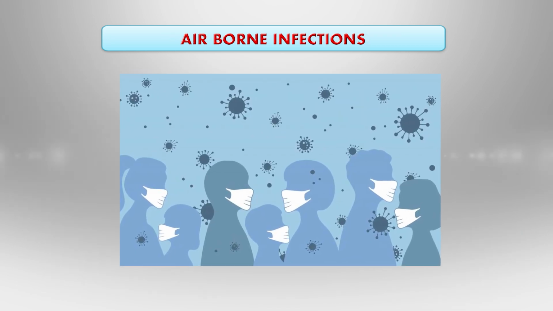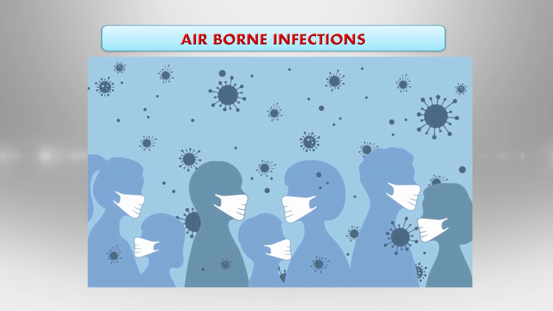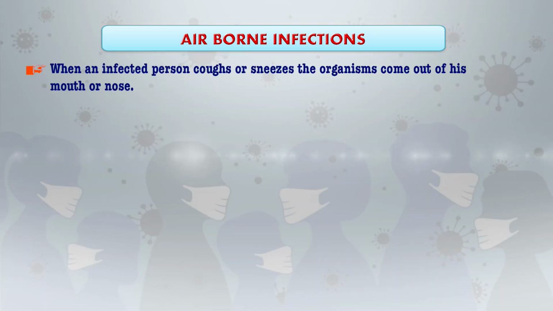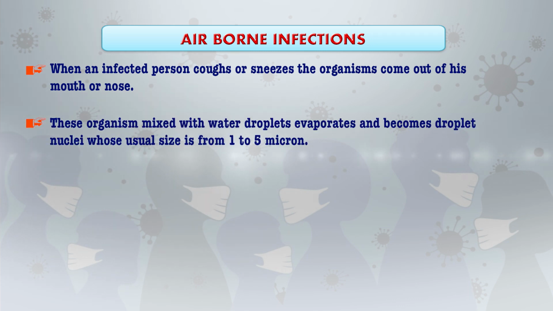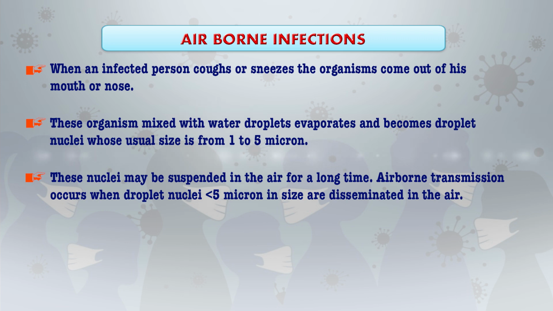Now let us go on to the specific type of the infections. The first we will cover is the airborne infection. Now when any infected person coughs or sneezes, these organisms are coming out of the body from his nose or through his mouth, which is not covered. So these organisms and these droplets, when they come out, they will evaporate. They can also settle on to certain surfaces. And that droplet nuclei, let us say that the size is usually from 1 to 5 micron. They can be suspended in the air for long periods.